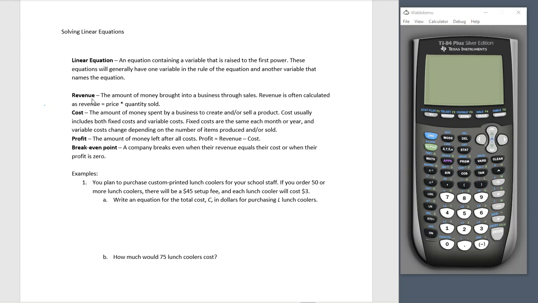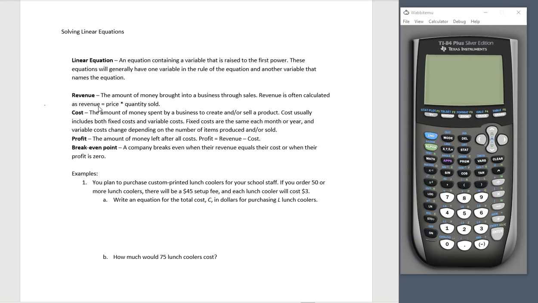For example, we use R frequently for a revenue equation, and revenue is the amount of money brought into a business through sales. Revenue is often calculated as revenue is equal to price times the quantity sold. Suppose you were going to buy 3 webcams, and they are $30 each. You have just paid $90, and the company has just made $90 revenue from their webcams.